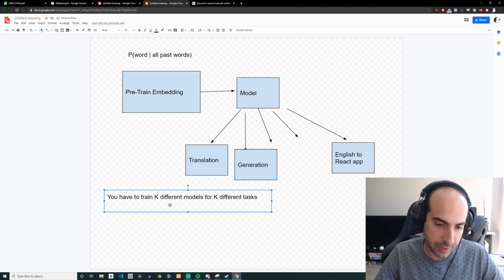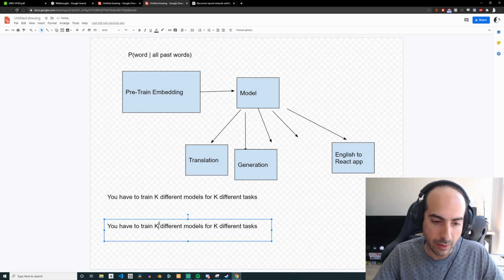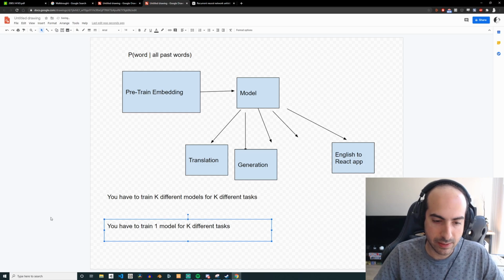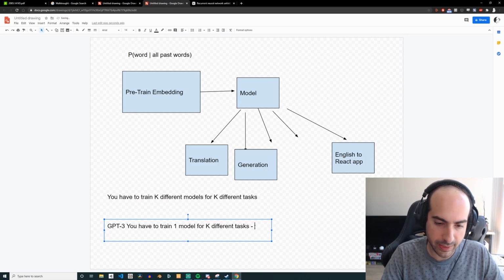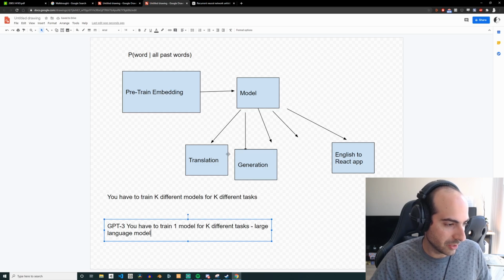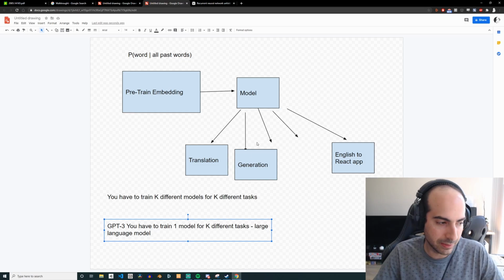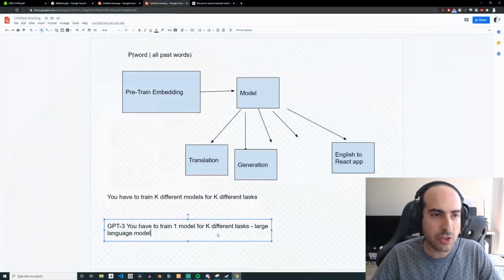As opposed to having to train k different models for k different tasks, you train one model for k different tasks. So this is basically GPT-3. And the idea is you can do this very easily with a large language model. If you want a high level summary of everything I'm going to be talking about today, this is going to be the overall theme. So yeah, let's just keep going.